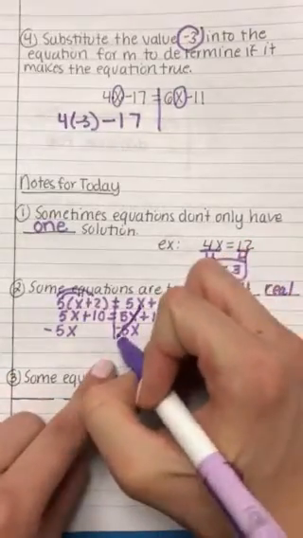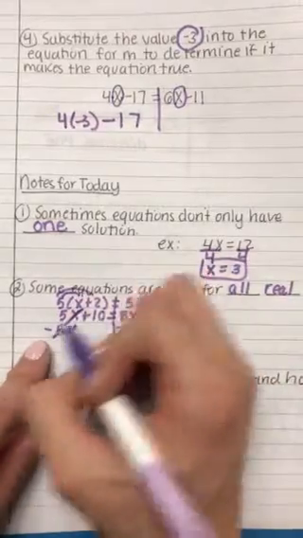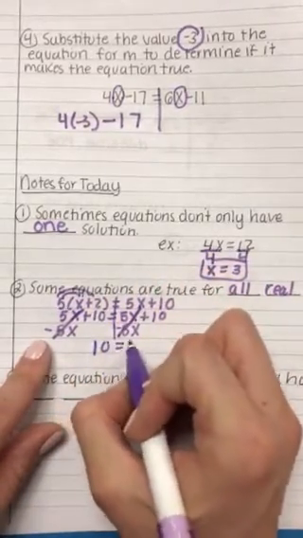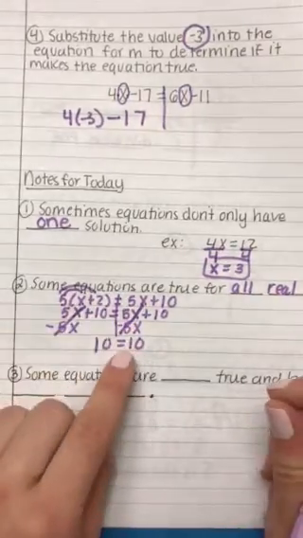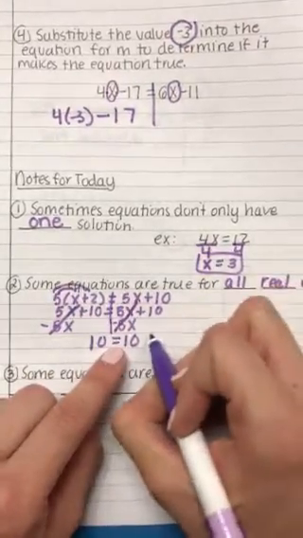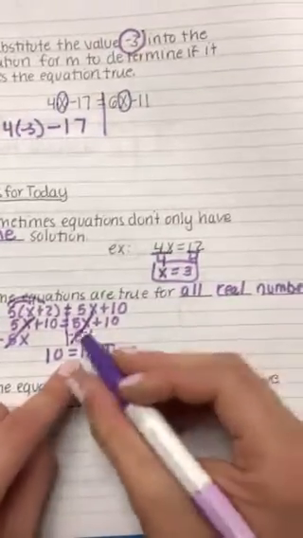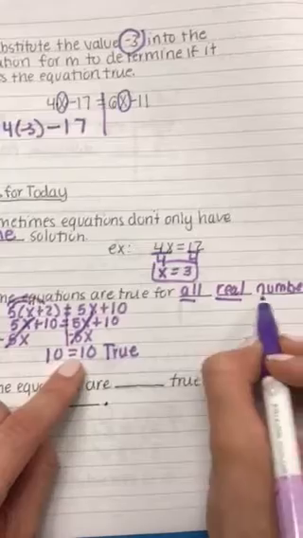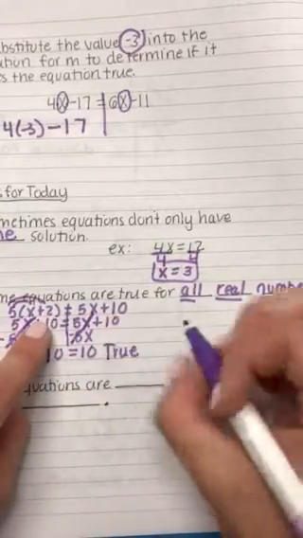5x minus 5x is 0, so that's gone, and 5x minus 5x is 0. So you're left with 10 equals 10. That does not mean the solution is 10. You are left with a statement that is true. This means the solution is all real numbers. No matter what number we put in here, it'll be true.